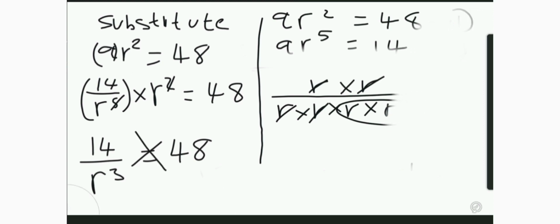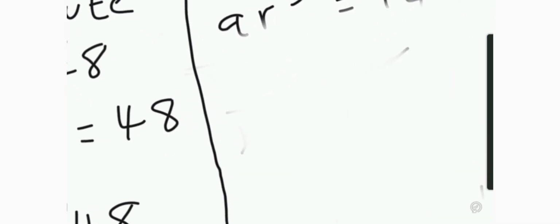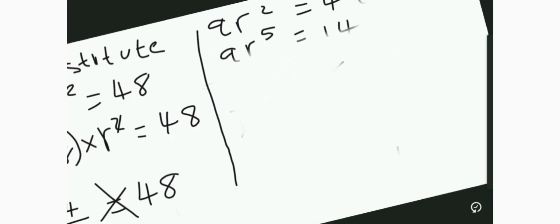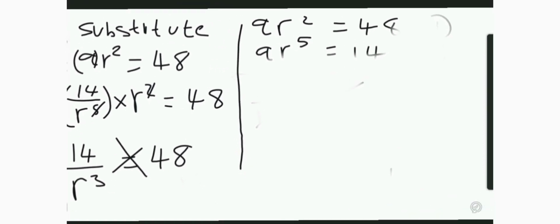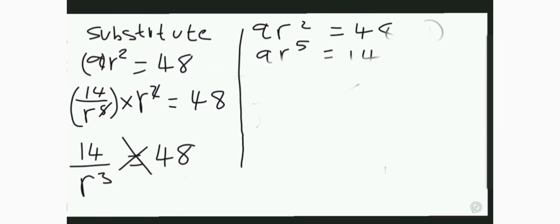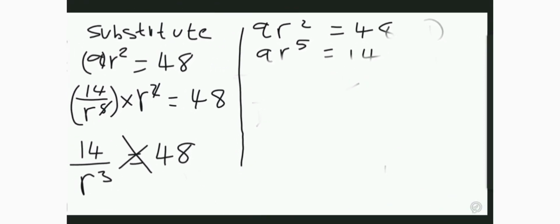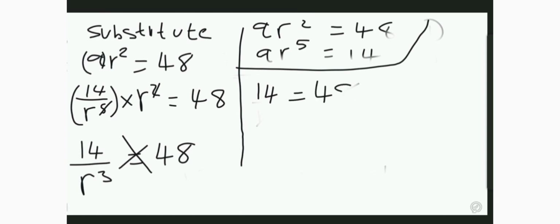Cross multiply, in terms that r raised to the power 3 is multiplied by 48. You get that? And 14 times 1. So we're going to be left with 48 r raised to the power 3 is equal to 14. 14 is equal to 48 r raised to the power 3.